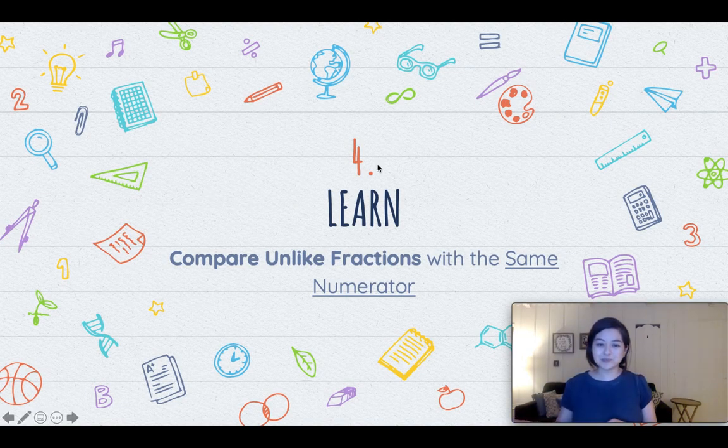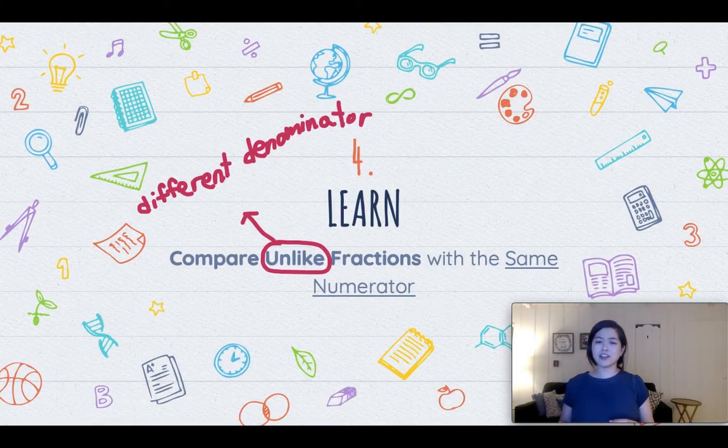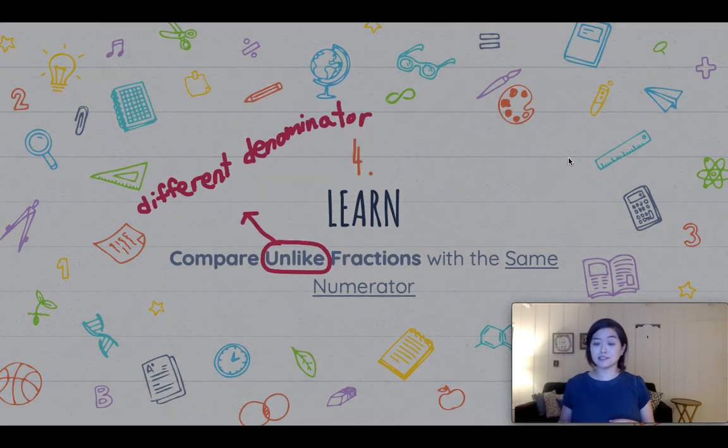All right. Now we're going to compare unlike fractions with the same numerator. Now look here, it's not like fractions. The word here is unlike fractions. So I know that like fractions means they have the same denominator. What could unlike fractions mean? Unlike fractions mean that they have different denominators.